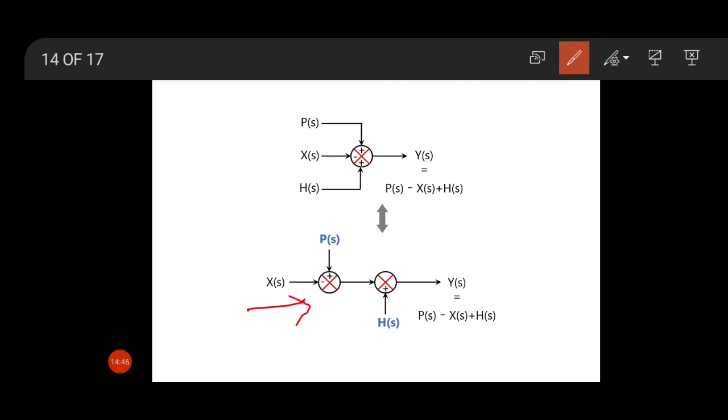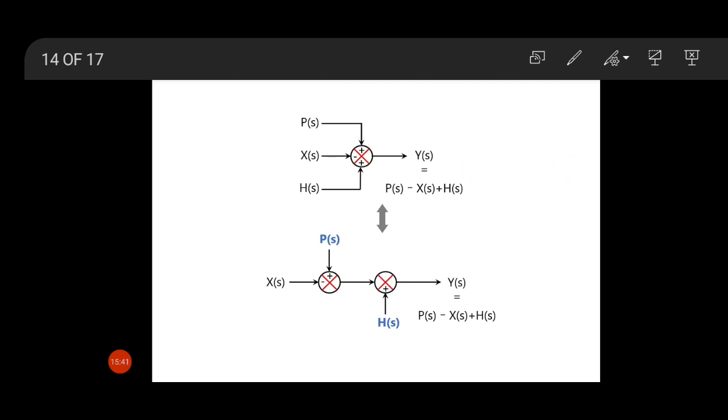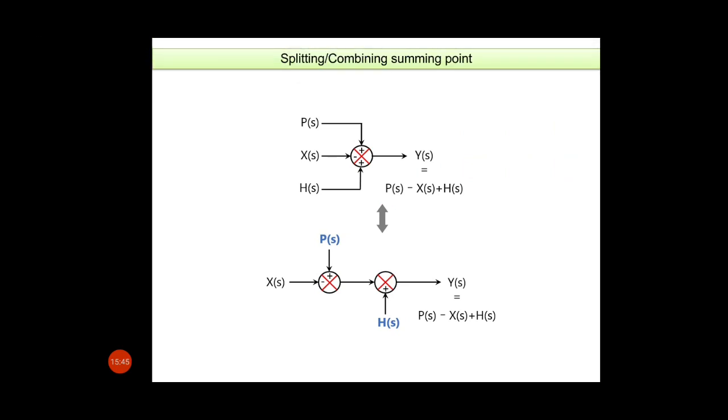This is our input signal X and this is P. After this we can take another summing point, and another summing point, and the signal value is H(s). So let's see the output. The final output is P(s) minus X(s) plus H(s). So this output and this output are the same. In this manner, if we split the summing point, we get the same output.